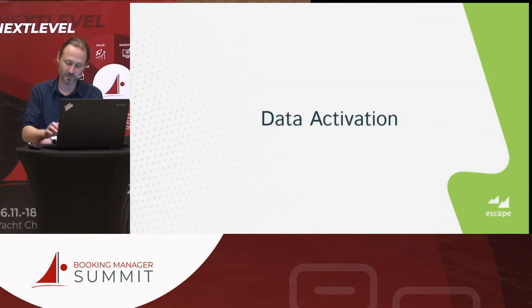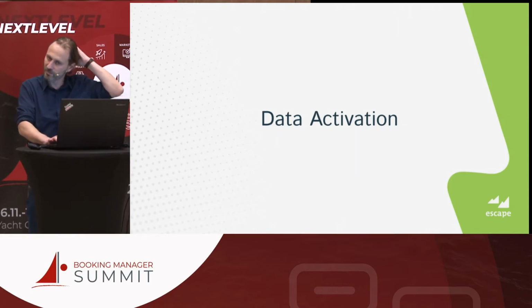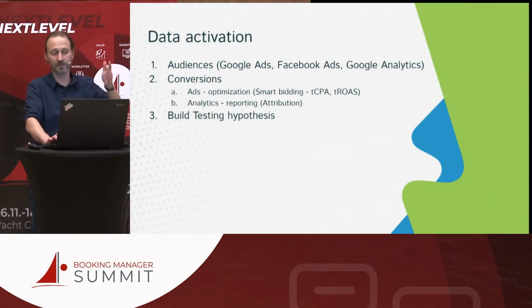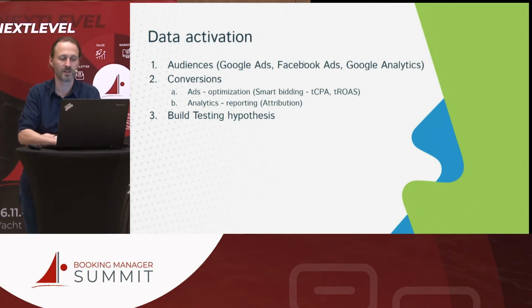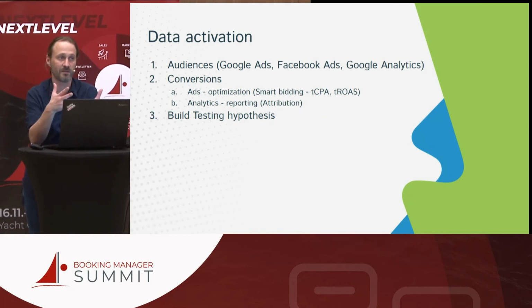Yeah, for the last part of the presentation, we have data activation. So data is not just dormant inside reporting, you can also activate it. These are just some simple steps to do it. The first part, what you do with data activation, is create audiences. Audiences are basically pieces of information which you send to Google Ads, Facebook Ads, and Google Analytics, and you segment people based on their behavior, and then you can use this audience to target advertising messages.